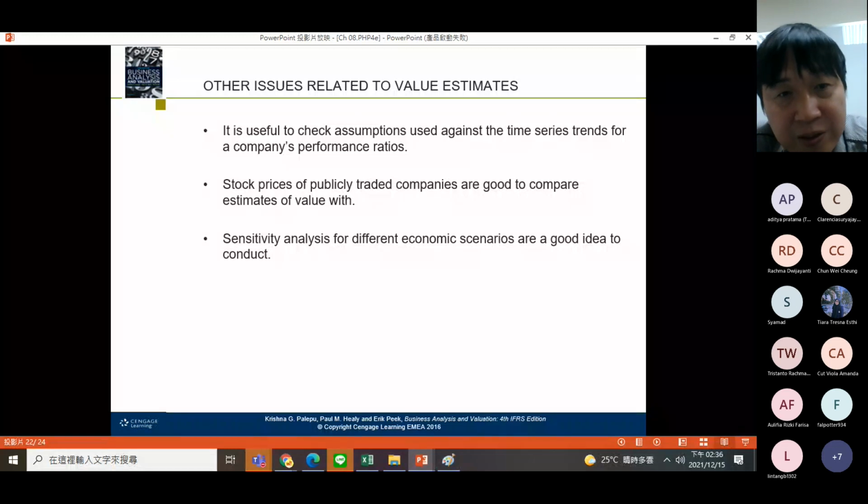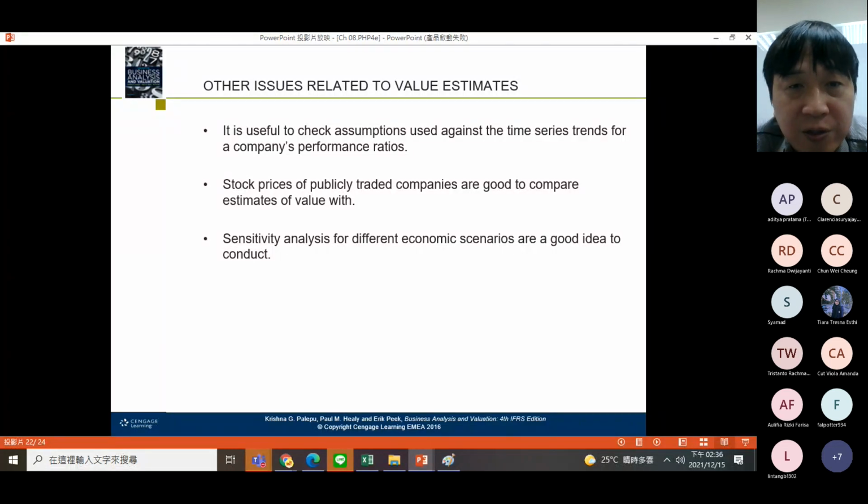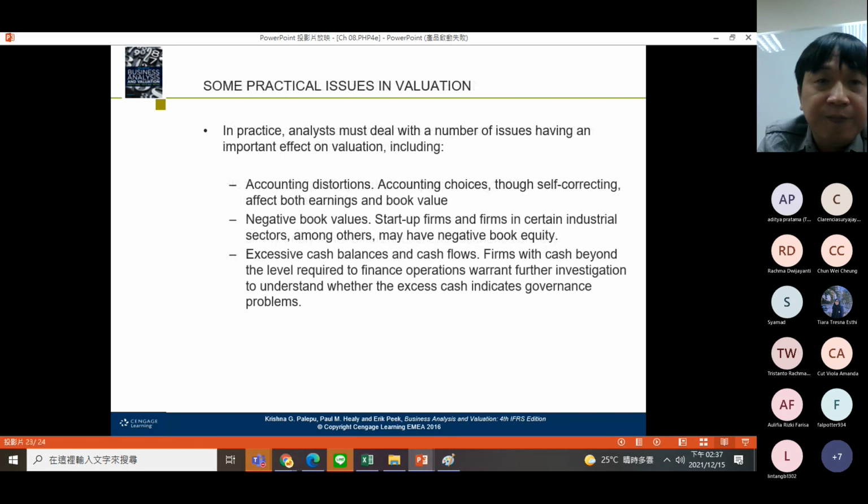It is useful to check the assumptions used against the time series trends for companies' performance ratios. Stock prices of publicly traded companies are good to compare with estimates of value. Sensitivity analysis for different economic scenarios is a good idea to conduct.